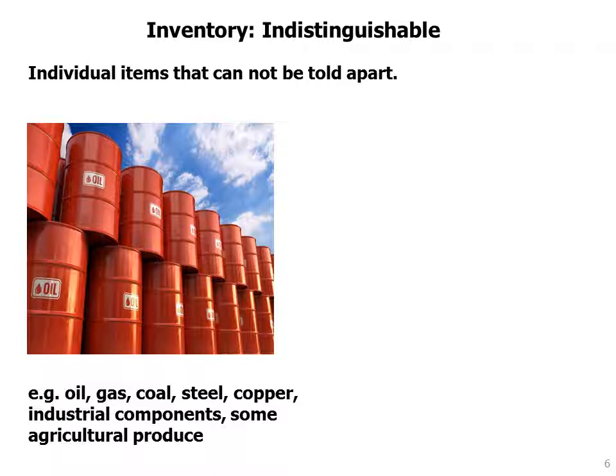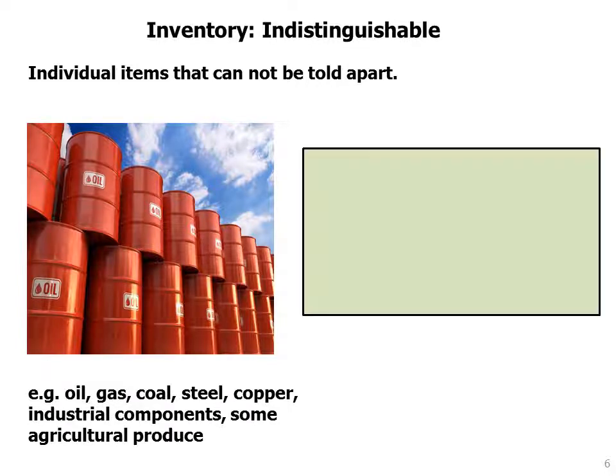Indistinguishable inventory is quite different. Indistinguishable inventory comprises individual items that cannot be told apart. Examples of this are common commodities, industrial commodities such as oil, gas, coal, steel, copper, and some agricultural produce.